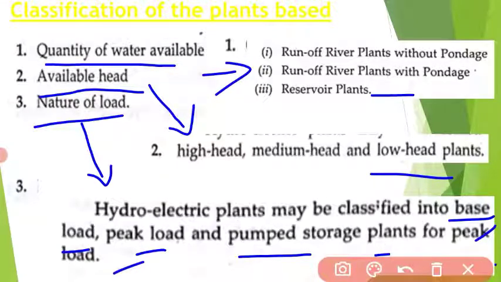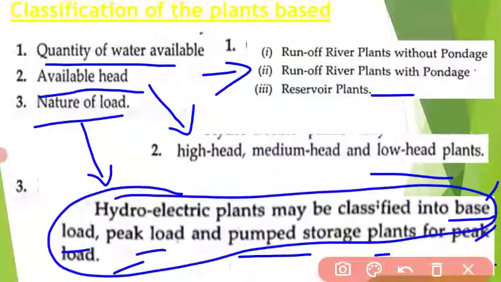Today I will explain what is base load and peak load, because to analyze this you should know the basic terms. What pumped storage plants are, I will explain when I am discussing the nature of load. Let us begin with the first one.